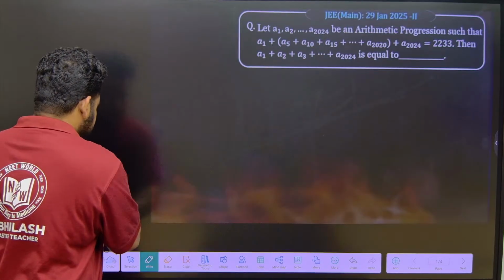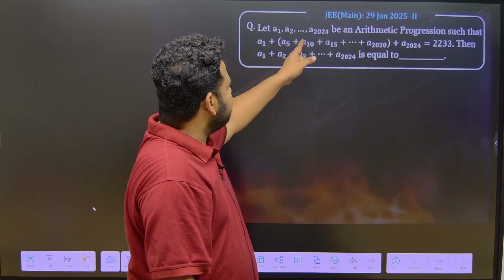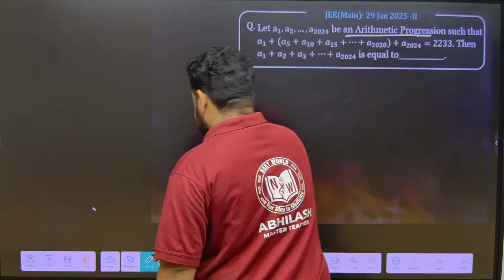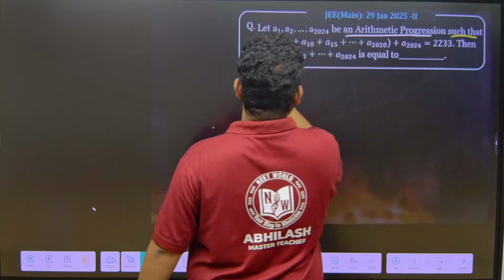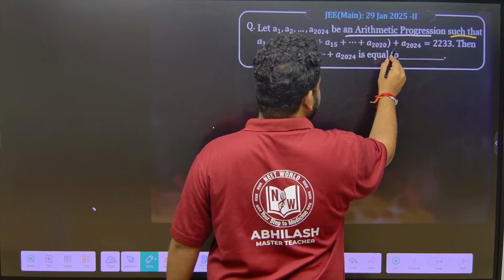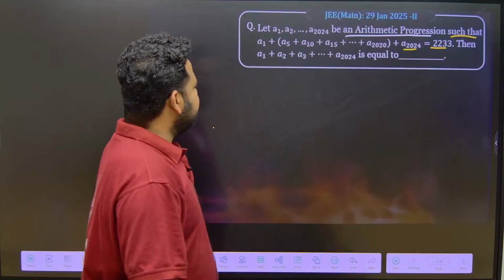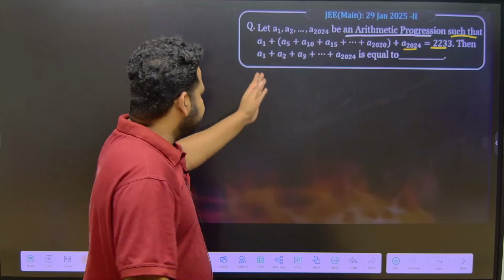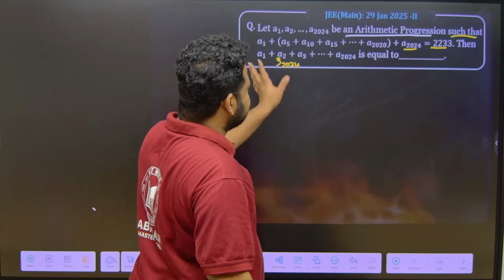Let us start. What is the question that they have given? Let A1, A2 up to A2024 be an arithmetic progression such that A1 plus A5 plus A10 plus A15 up to A2020 plus A2024 is equal to 2233. Then A1 plus A2 plus A3 up to A2024 is equal to what? Effectively they are asking us to find S2024, but directly we cannot find that.